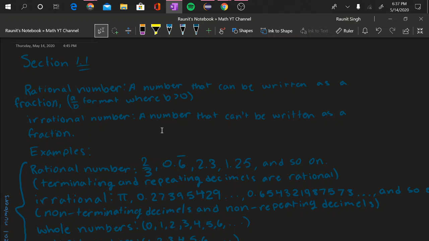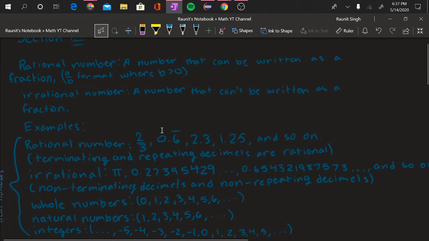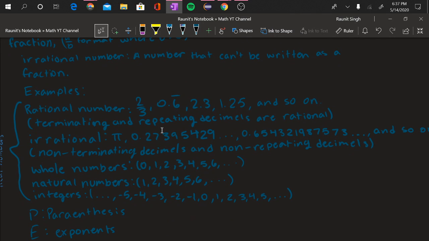An irrational number is a number that cannot be written as a fraction. Pretty simple. Some examples of a rational number are 2/3, 0.6 repeating. Note that the bar on top of the 6 means that it continues as 6 an infinite amount of times. 2.3, 1.25, and so on. From these examples, we can observe that terminating and repeating decimals can also make a number rational.